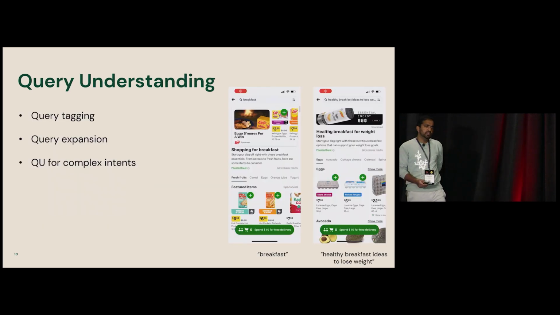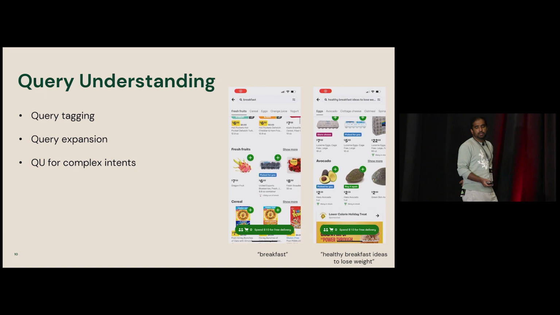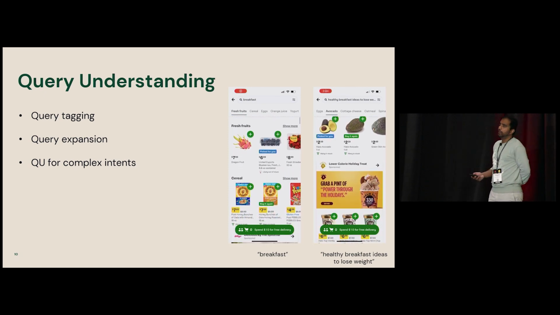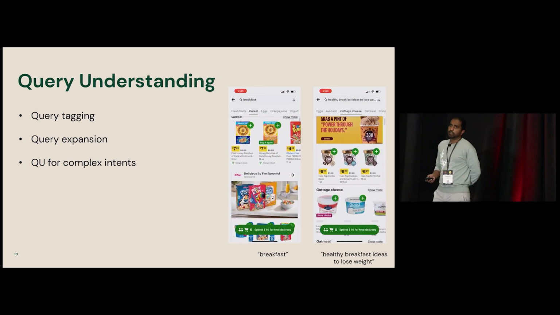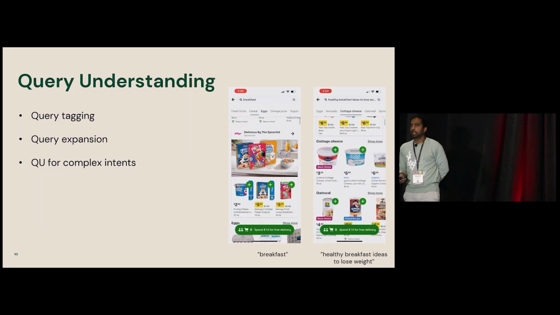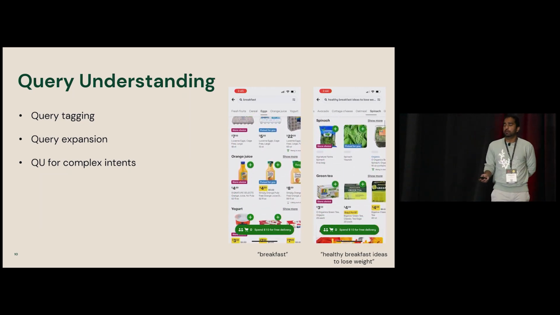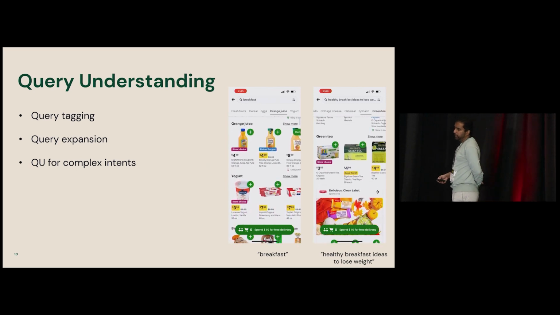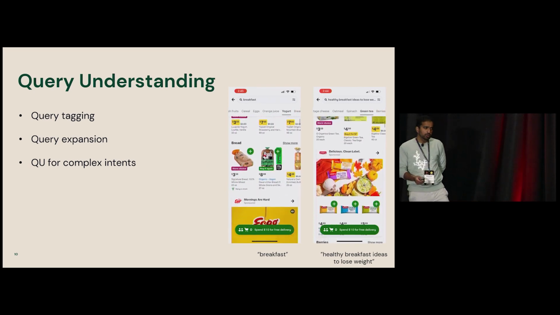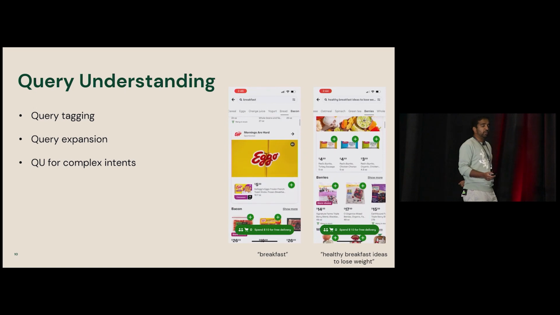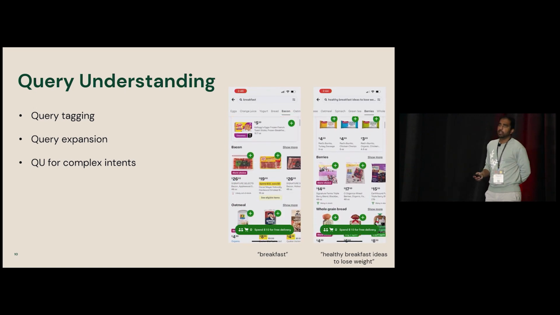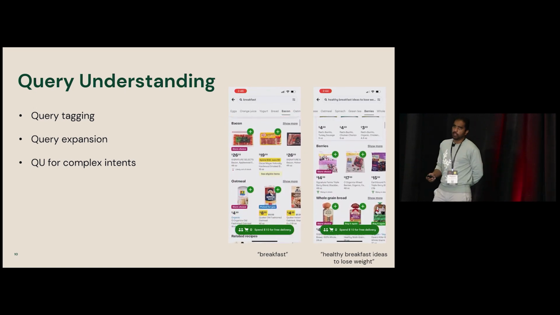The other example we were talking about is query tagging. We were just talking about how product attribute tagging is very helpful for improving ranking and retrieval. Let's also quickly talk about query tagging. Extracting attributes from a query is also very helpful in understanding and making the search better for the user.